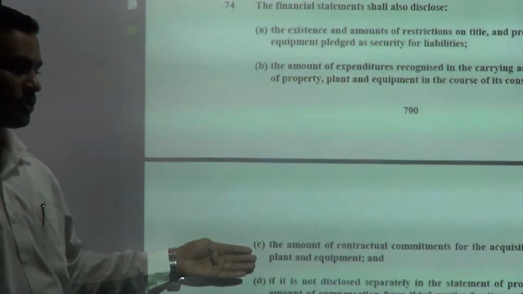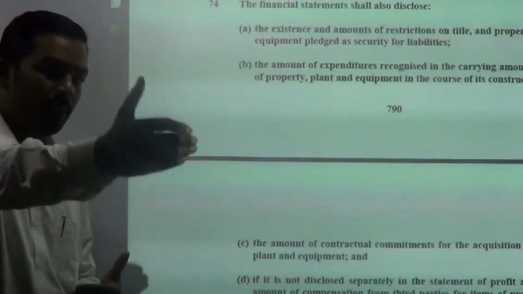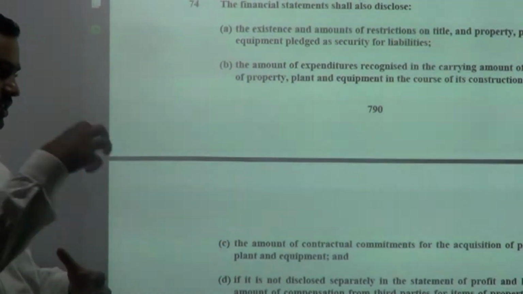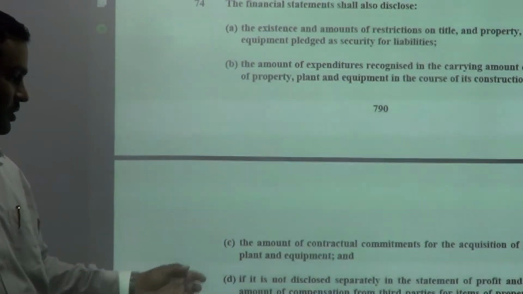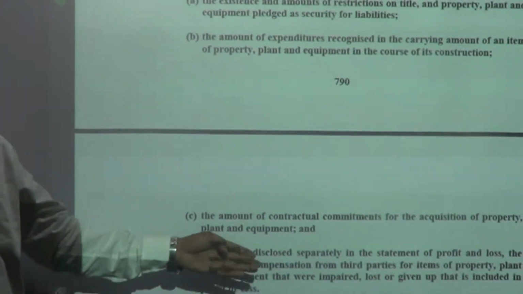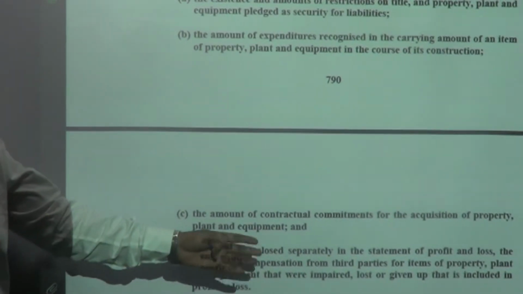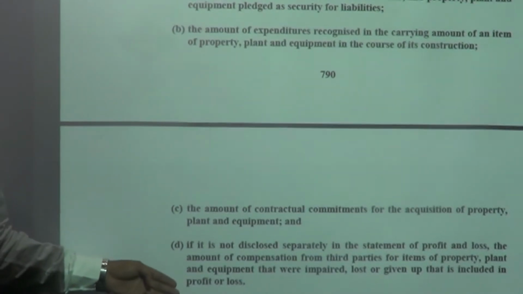Then amount of contractual commitments for acquisition of PPE. You have entered into a contract to acquire plant and equipment. So the details of those contracts also have to be disclosed. If it is not disclosed separately in the statement of P&L, the amount of compensation from third parties for items of property, plant and equipment that were impaired, lost or given up, that is included in profit and loss account.